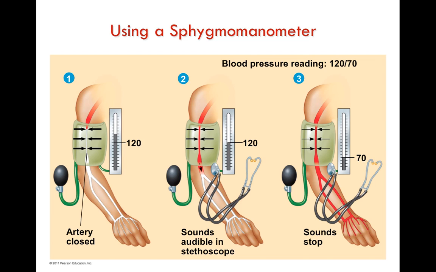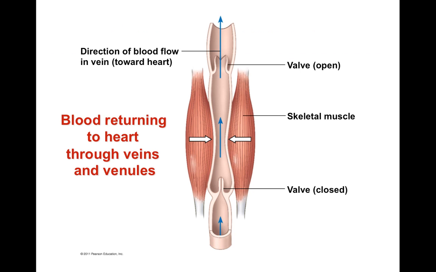So they're going to close off your artery, then open it, and hear the sound of the blood starting to flow. They measure that pressure, then they hear when they basically don't hear the blood flowing anymore, and that's your diastole. Most of this is done electronically these days, but doctors and nurses still are trained to do this.